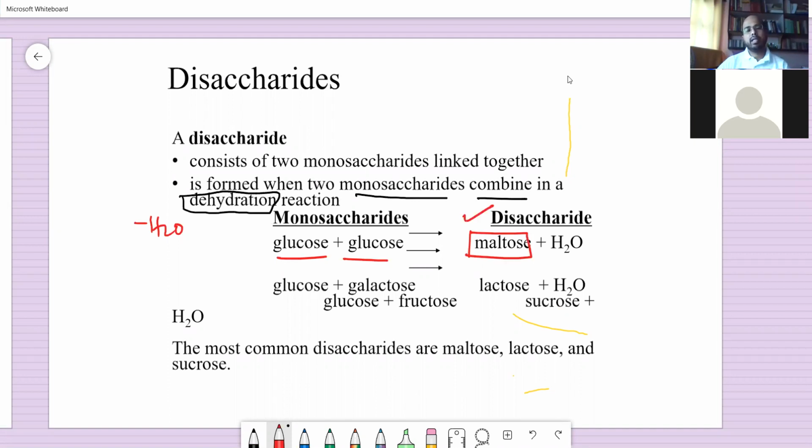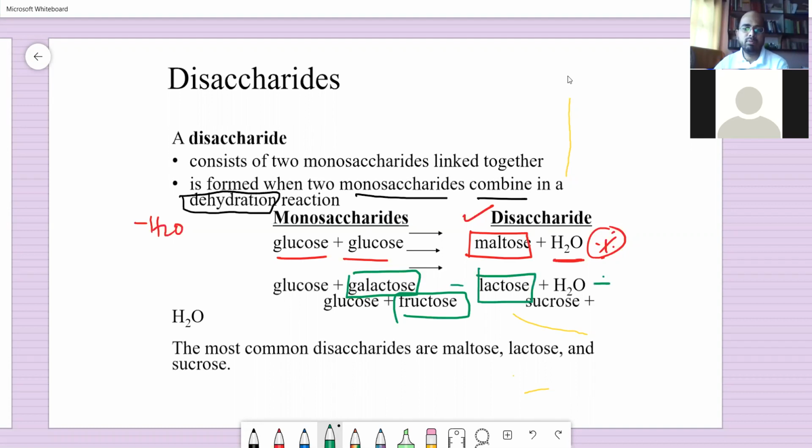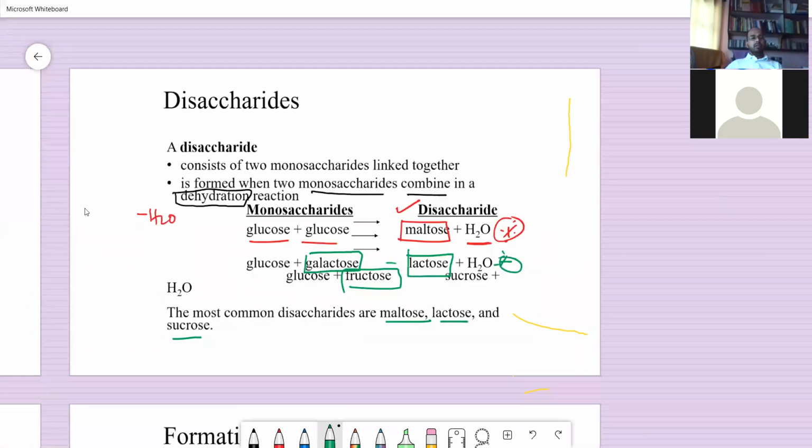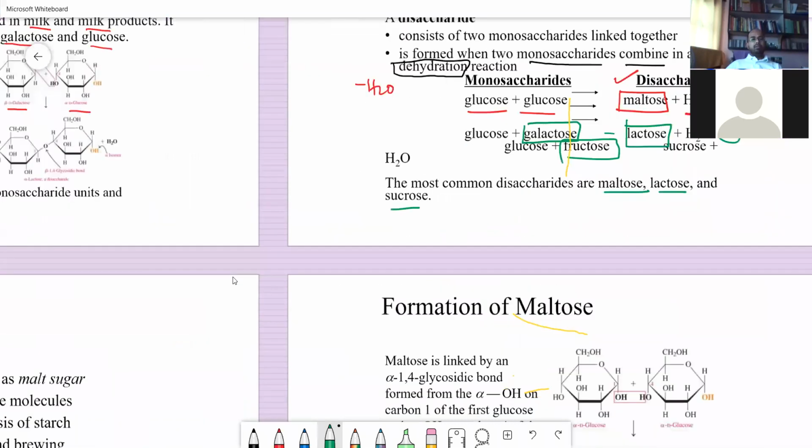This is an important reaction. What is coming out? Water is coming out. Again, glucose plus galactose is there, and glucose plus fructose is also there. Both of them give you lactose plus H2O, and sucrose. Most common disaccharides are maltose, lactose, and sucrose. So whatever I have marked, you have to remember.